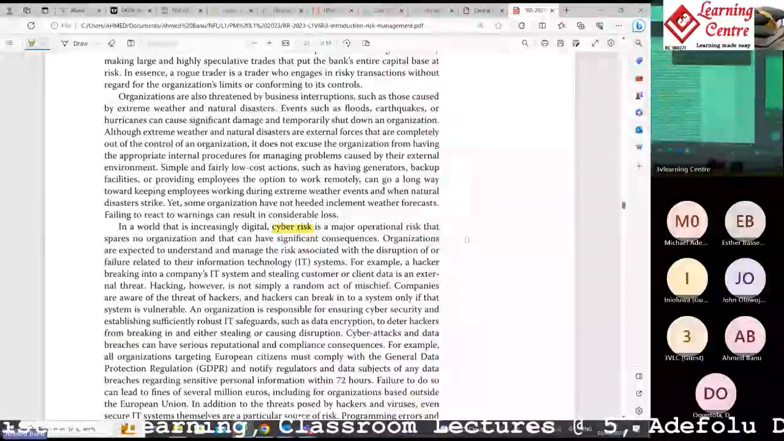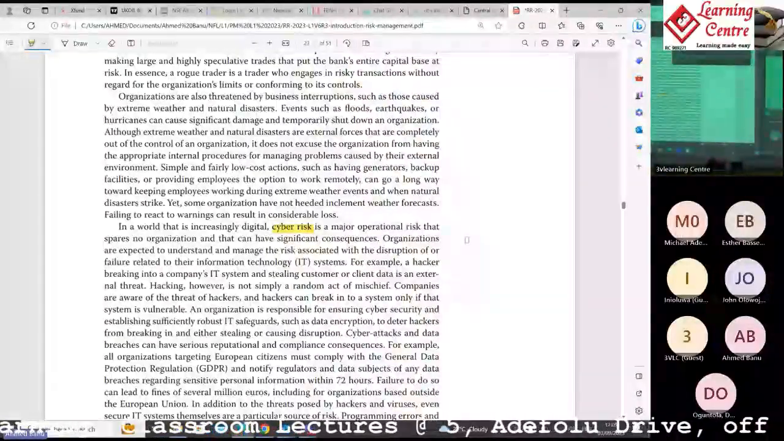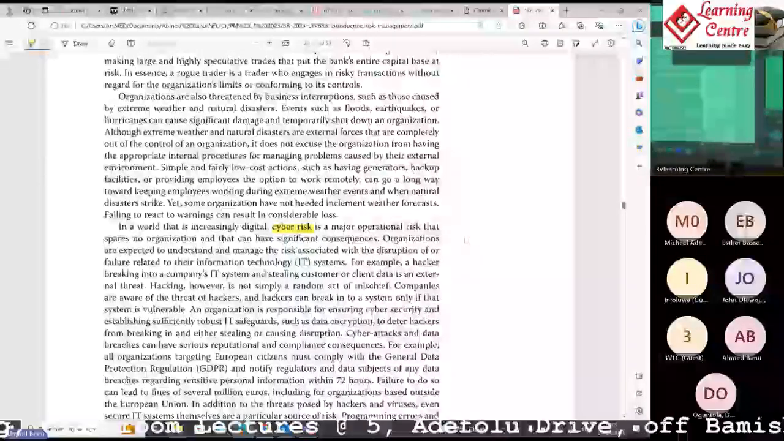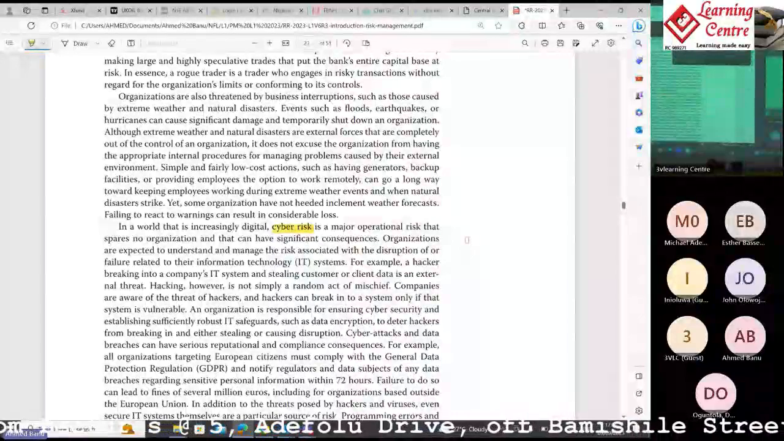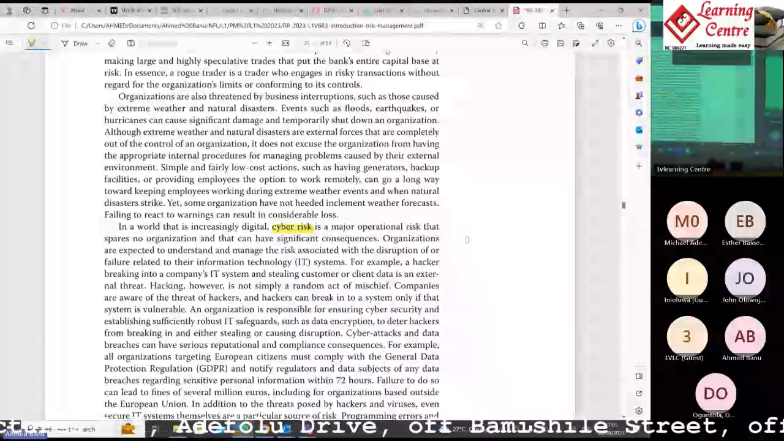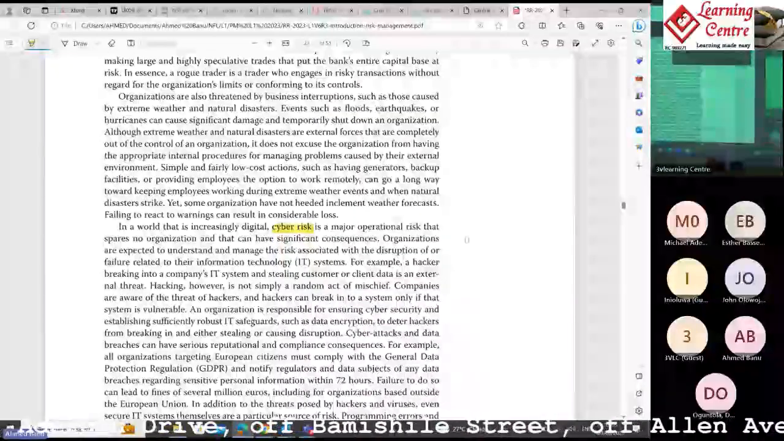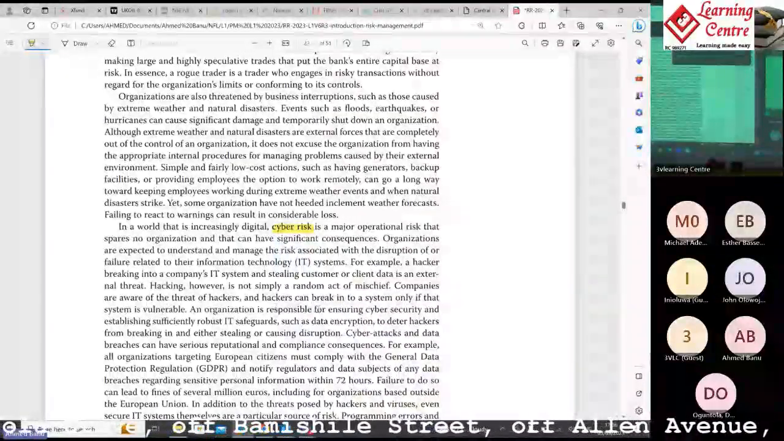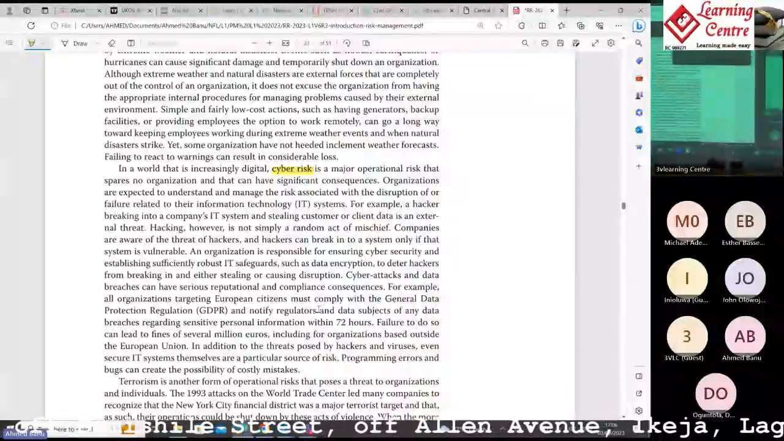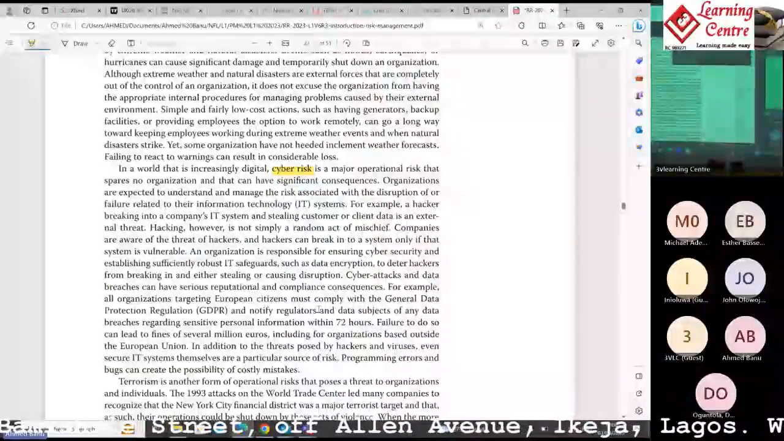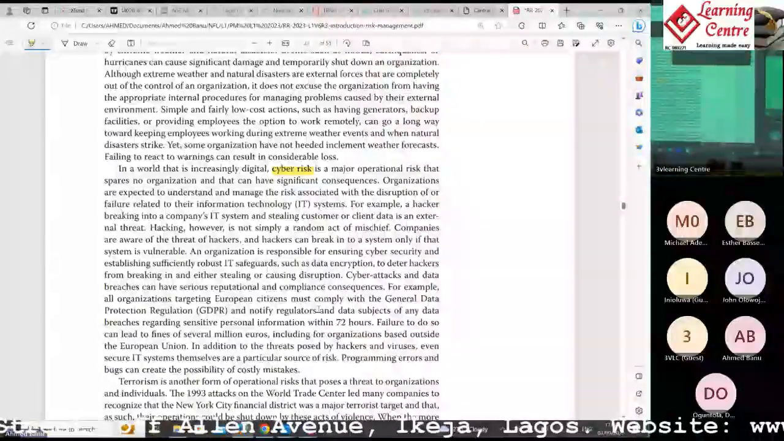So cyber, the possibility of you being hacked. So what security do you guys have? How have you been able to protect your organization from hackers, from scams, from spams, and all that? So cyber risk has become very, very important. Then there's data protection, which is also very important. So cyber attacks all over the place, data breaches and all that.